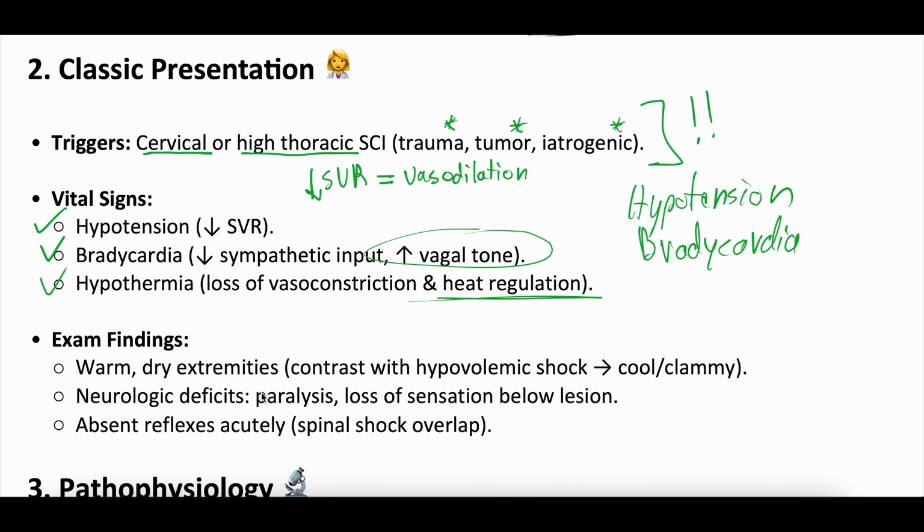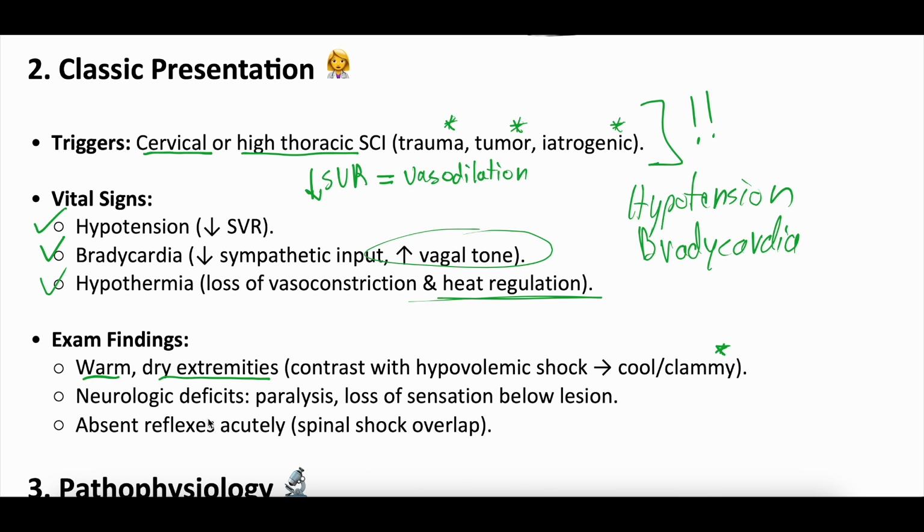So on exam, you usually will have warm and dry extremities because you're vasodilated. You have low SVR. So those cutaneous blood vessels are vasodilated and it makes your extremities feel warm, right? Hypovolemic shock, cardiogenic shock, and obstructive shock all have cool extremities because they have vasoconstriction. Whereas distributive shock, septic, neurogenic, has vasodilation. So they have warm extremities.